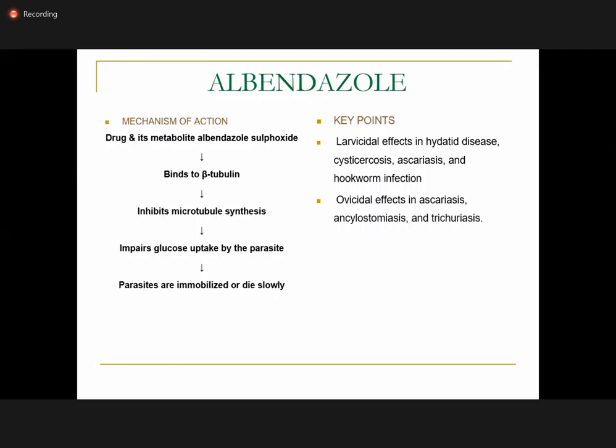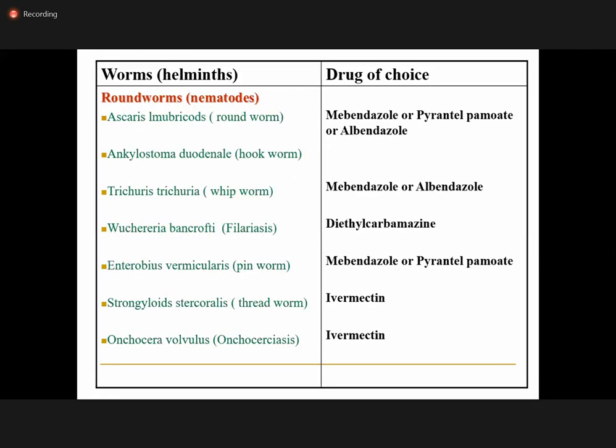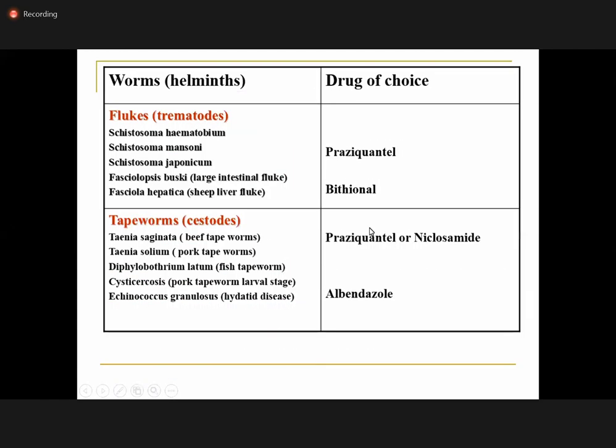And I just want to recall, albendazole, we have mentioned albendazole is given against roundworm. Here you can see Ascaris lumbricoides and Ancylostoma duodenale, either mebendazole or pyrantel pamoate or albendazole. So this is one of the uses. Then in cysticercosis and Echinococcus granulosus, again the drug of first choice is albendazole. So this is a very important drug.